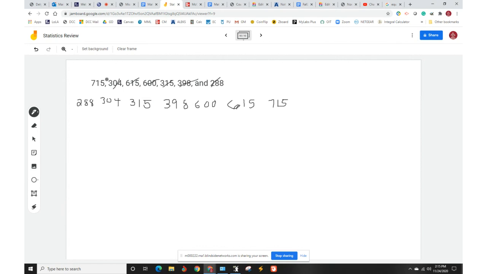One, two, three, four, 5, 6, 7. So we got to find the middle one, which is this one, correct? Because when we select that one, we got 3 on either side. So the median is 398.